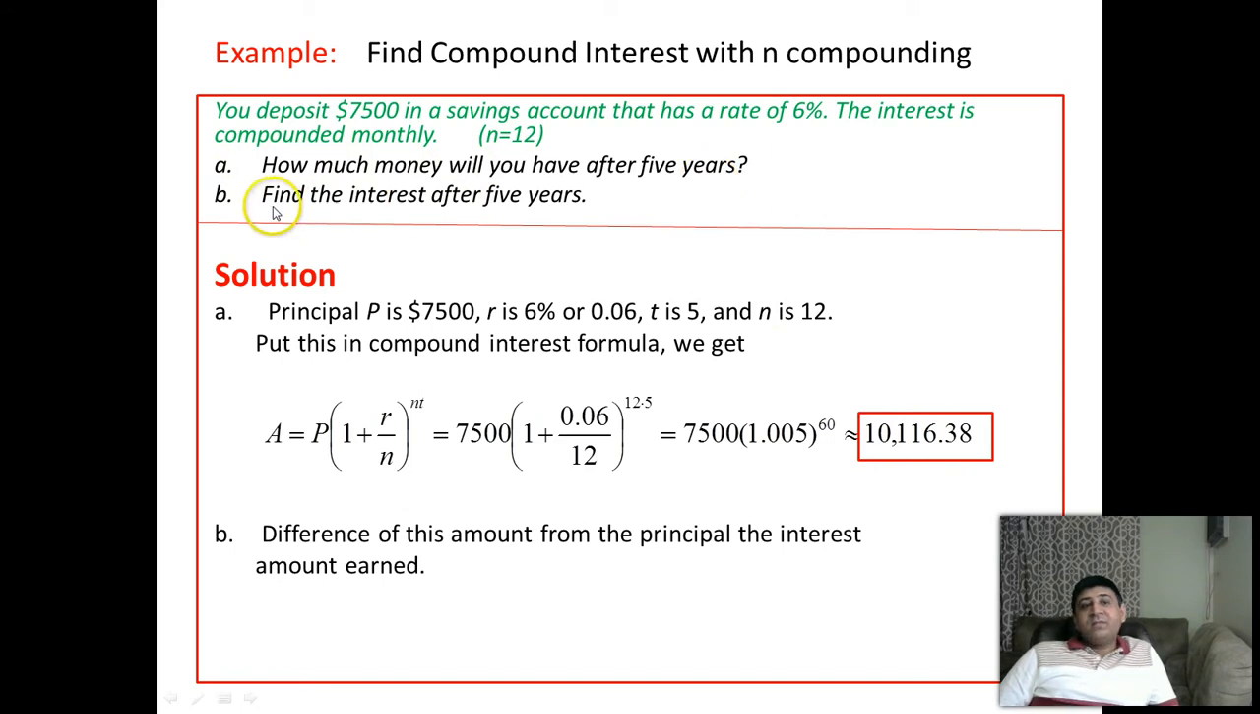Next question is find the interest after 5 years. So this is what you started with, this is what you have now, so the difference will be the interest. Okay, so this is the interest earned in 5 years, which is $2,616, approximately. So that's how you will use the compound interest formula with more than one compounding.